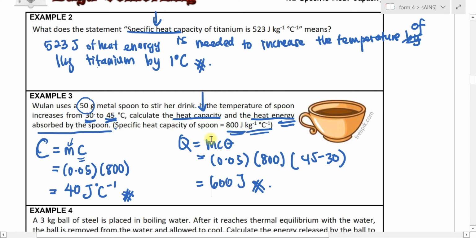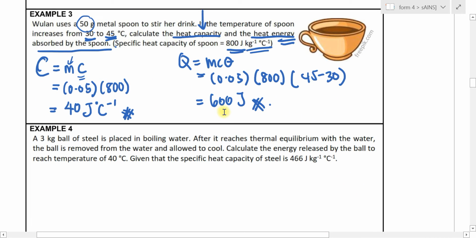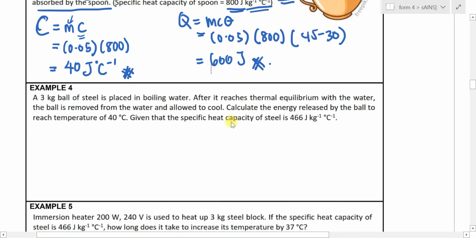Okay, very good. Now, the next one. A 3 kg ball of steel is placed in the boiling water. After it reached thermal equilibrium with the water, the ball was removed from the water and allowed to cool. Calculate the energy released by the ball to reach the temperature of 40 degrees Celsius. Given the specific heat capacity is 466. Heat energy release. Maksudnya dia tanya Q lah. Q mass dah bagi. C dah ada.